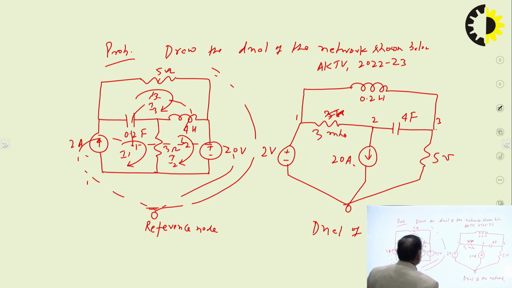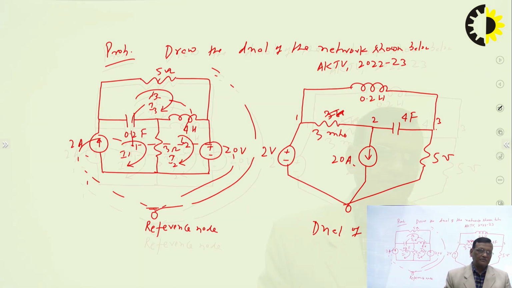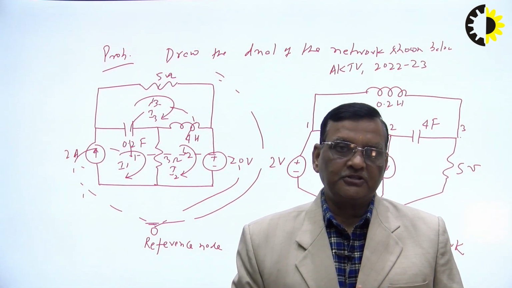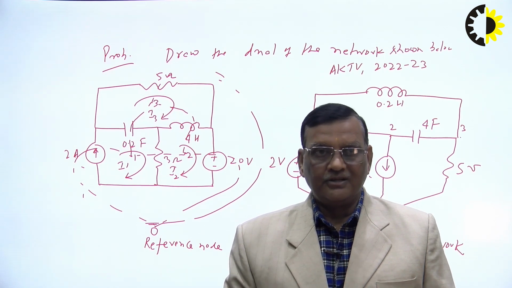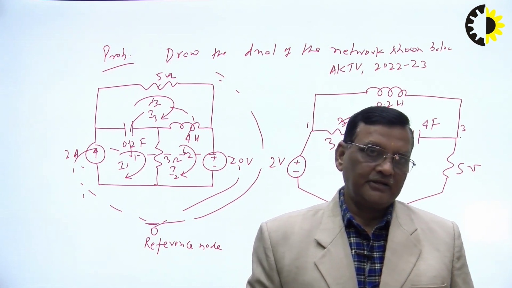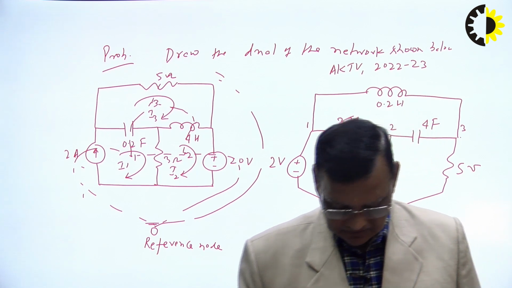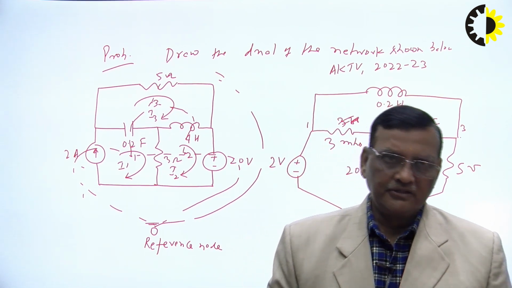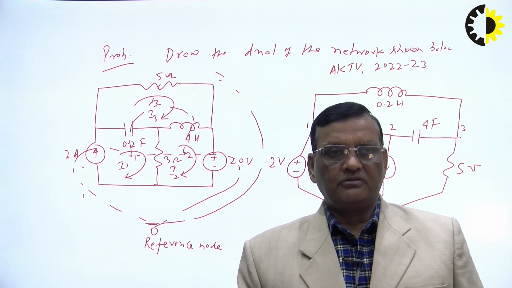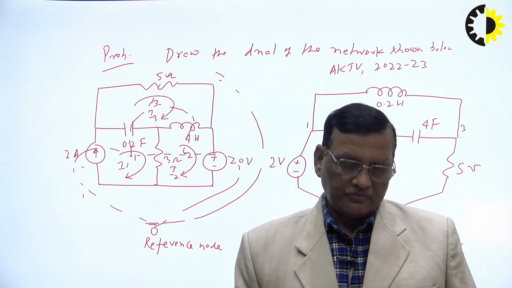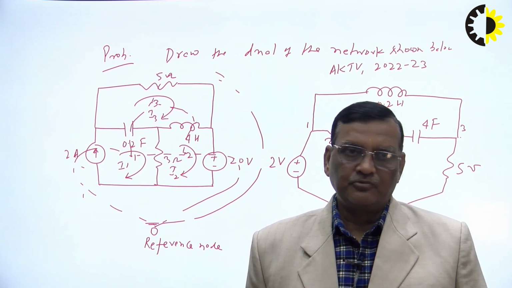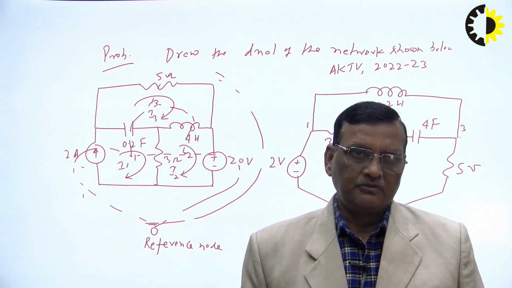This way we can draw the dual of any given network if we remember the procedures. There are seven rules, and if we know the dual relationships between the variables, we can easily draw the dual of the networks. So this is all about duality. We will carry out some more problems related to duality. And before going, just remember these 7 points on how to draw the dual of a network.